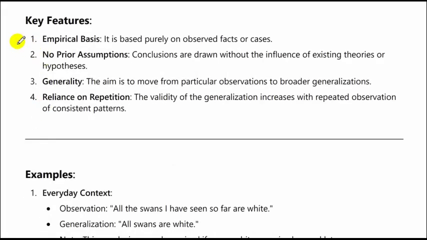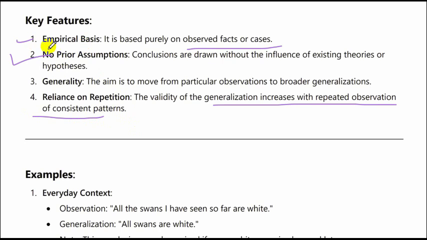Key features. Empirical basis. It is based purely on observed facts or cases. No prior assumptions. Conclusions are drawn without the influence of existing theories or hypotheses. The aim is to move from a particular observation to broader generalizations. The validity of the generalization increases with repeated observations of consistent patterns, meaning the more the quantity of observation, the more valid that conclusion will be.